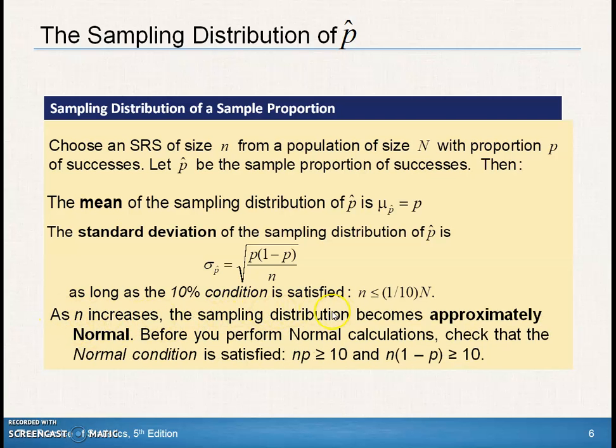As n increases, the sampling distribution is approximately normal. Now, you say, well, what do you mean? It increases to how much? Well, let's see. Check the normal condition by saying n times p is greater than or equal to 10, and n times q is greater than or equal to 10. It's got to be both. Then it's approximately normal, and we can use all these ideas and calculations.